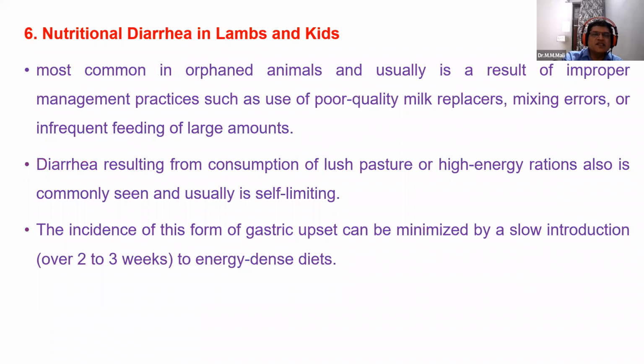Now coming to nutritional diarrhea in lambs and kids, it is regarded as most common in orphaned animals and usually is a result of improper management practices, such as the use of poor quality milk replacer, milking errors, or infrequent feeding of large amounts. Diarrhea resulting from consumption of lush pasture or high energy rations is also commonly seen and is usually regarded as a self-limiting disease. The incidence of this form of gastric upset can be minimized by a slow introduction over a period of 2 to 3 weeks to energy dense diets.